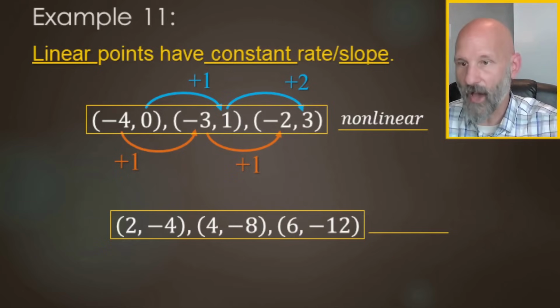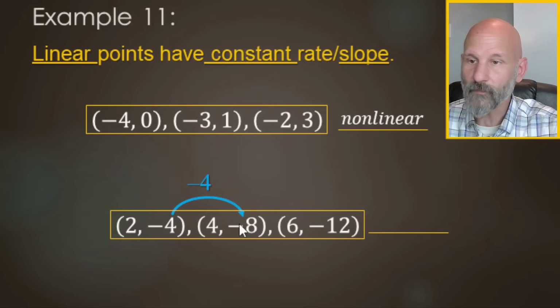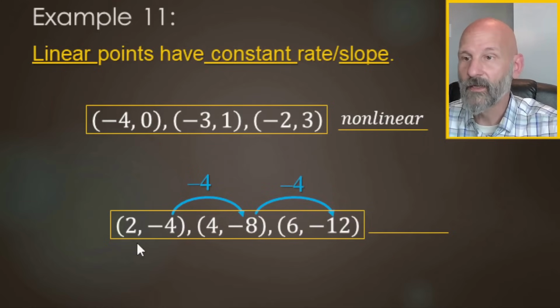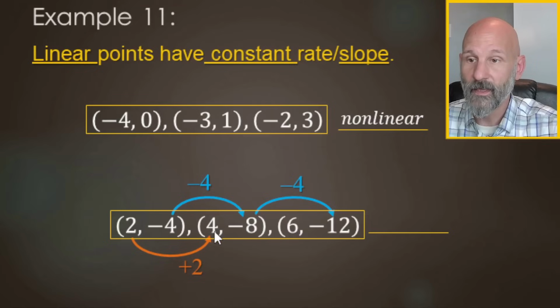Let's look at the bottom group here. We're going from -4 to -8. Okay, so that's a down 4, -8 to -12, another down 4. Now let's look at the x's. We're going from 2 to 4, that's a right 2. And then 4 to 6, that's another right 2.